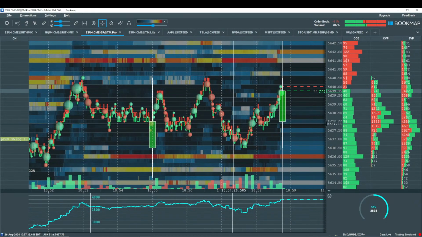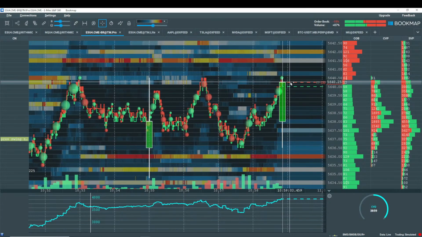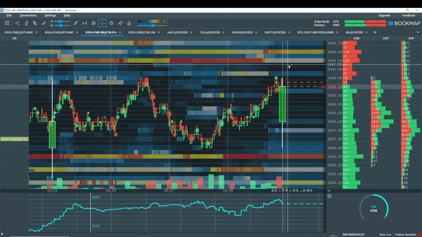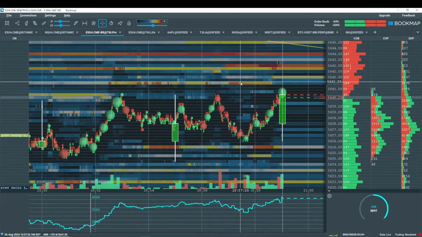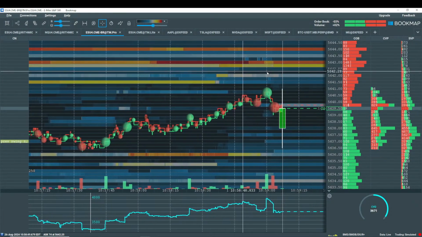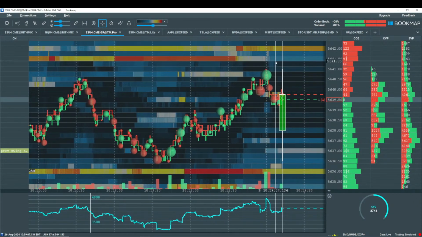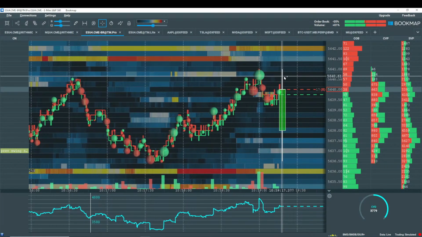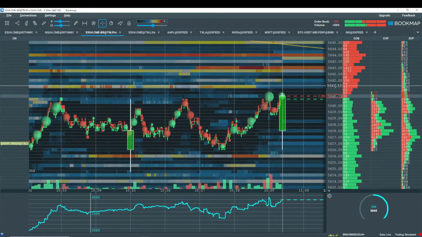Okay, interesting move in here. And now do we get buyers up here at the top edge? If we do, we're going to get a really nice squeeze. Yeah, we are. We're getting them.